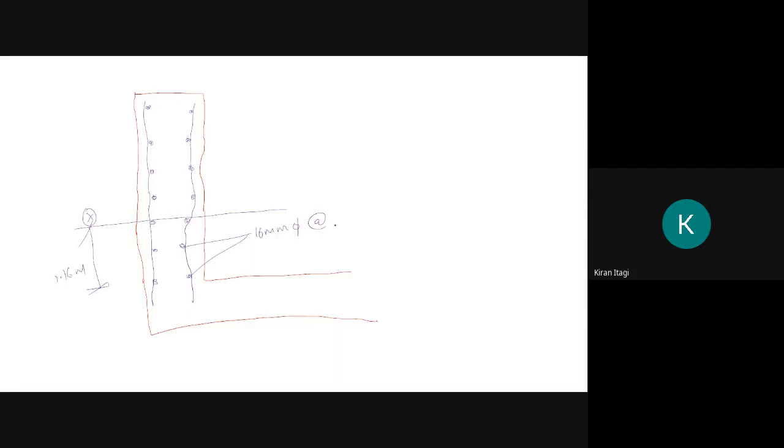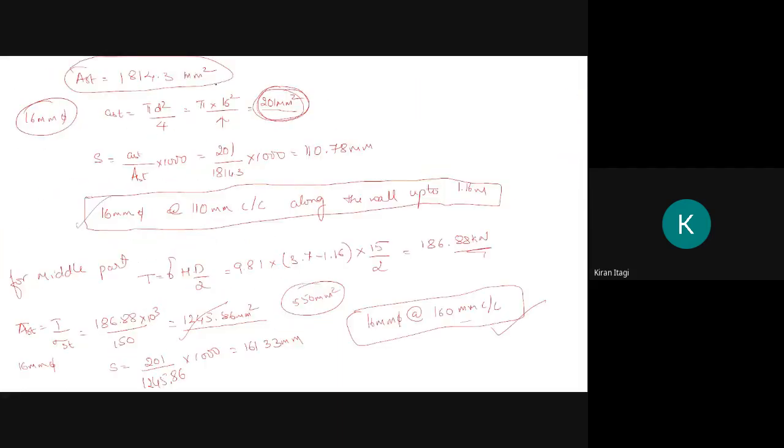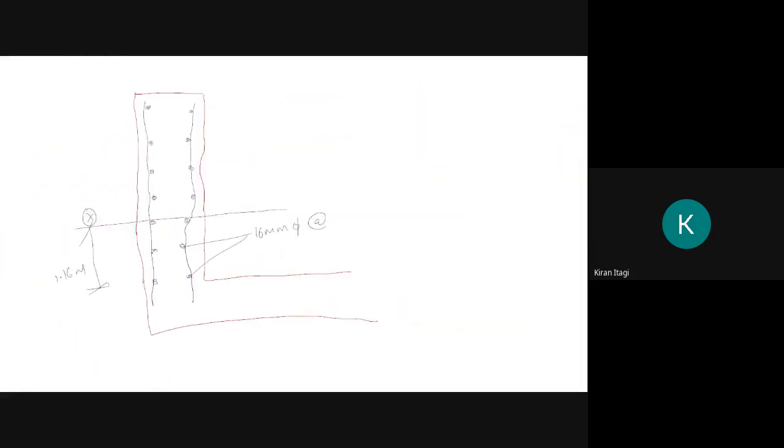See here what we are doing, we are providing at this space also and this space also. We have calculated for one space. What we will do? We will divide it. Here we have got 110, which is for one face. Here we have two faces, so we can divide it, and the spacing will be 220 center to center.